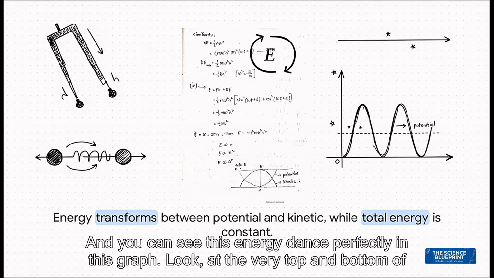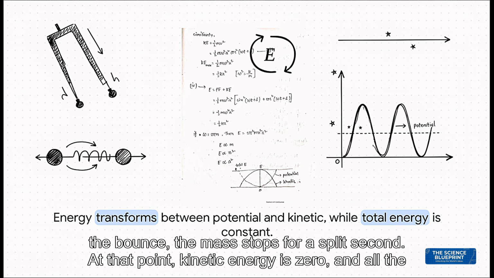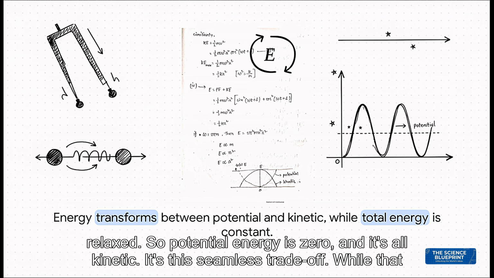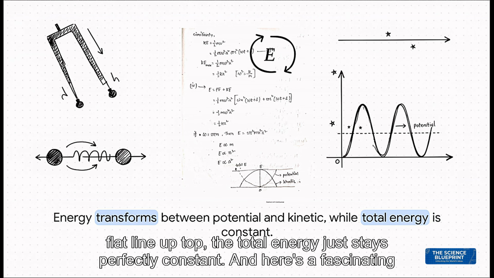And you can see this energy dance perfectly in this graph. Look. At the very top and bottom of the bounce, the mass stops for a split second. At that point, kinetic energy is 0, and all the energy is stored as potential. Then, as it zips through the middle at top speed, the spring is relaxed, so potential energy is 0, and it's all kinetic. It's this seamless trade-off. While that flat line up top, the total energy just stays perfectly constant.